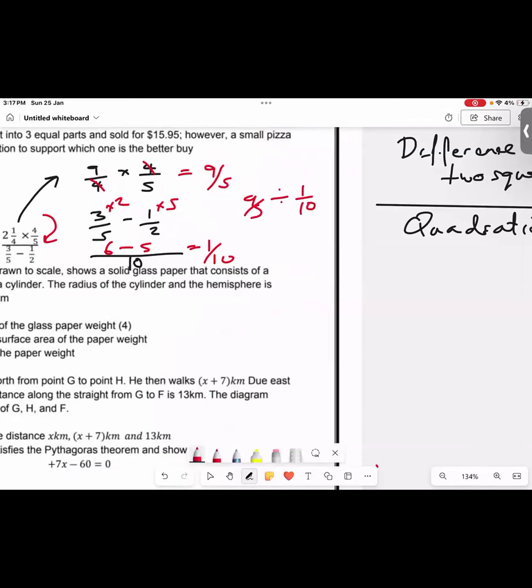Some of us. You keep, you change, and you flip. You keep, you change, and you flip. So you keep the first, you change the sign, and you flip the last one, 10/1. All right, now we're back to multiplication.